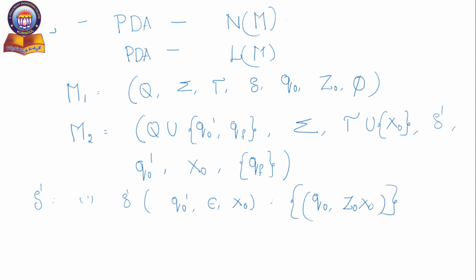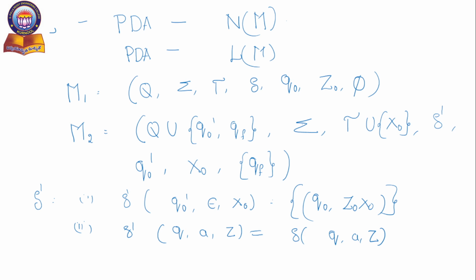So we will be in the initial state Q naught prime and initial stack symbol is X naught without reading any input symbol. That means we are taking an epsilon move here. We are entering into the initial state of the M1 machine and we are adding the Z naught, that is initial stack symbol of the M1 machine. Means it is nothing but the initial ID for the given M1. Next, second rule, delta prime of Q A Z is equal to delta of Q A Z for all Q in Q, A in epsilon union sigma and Z in tau.